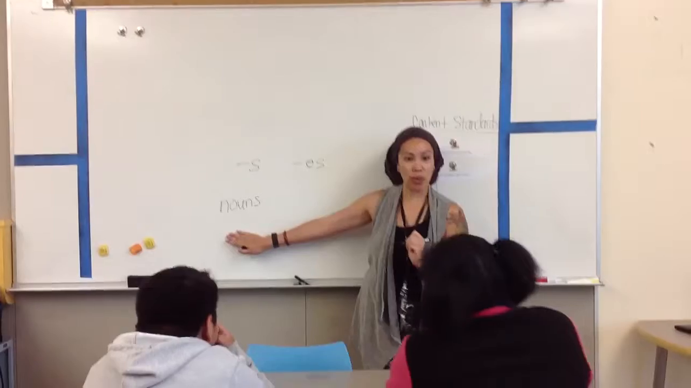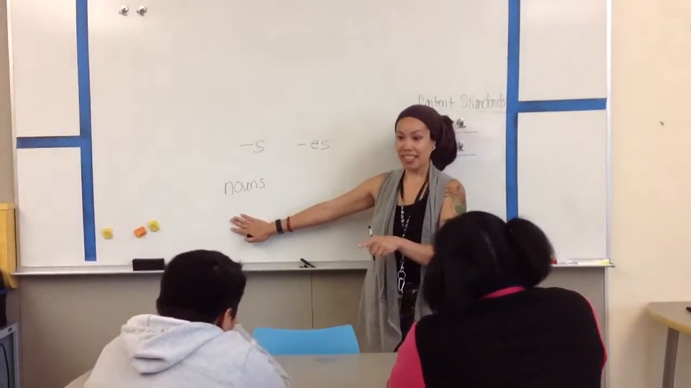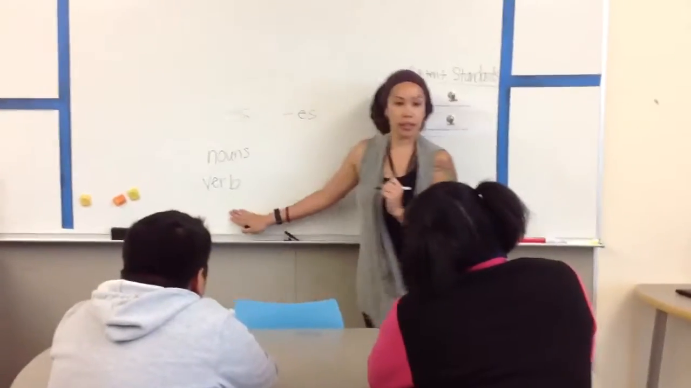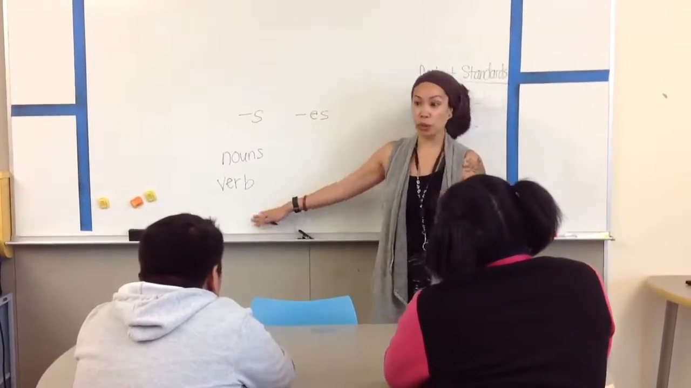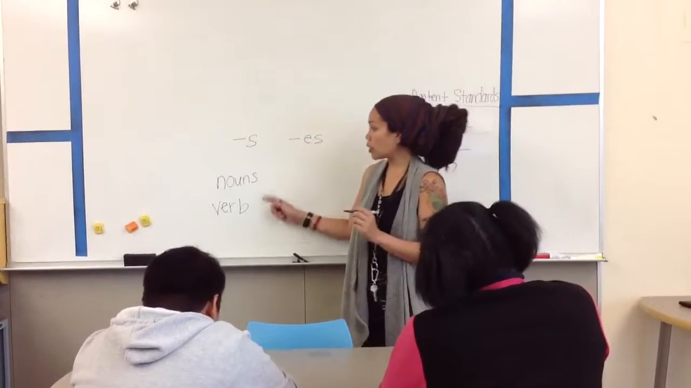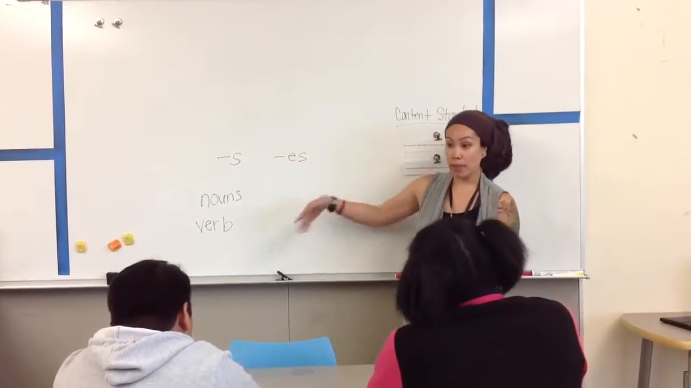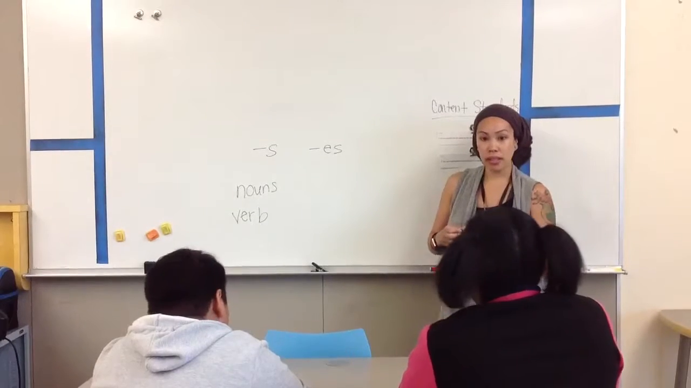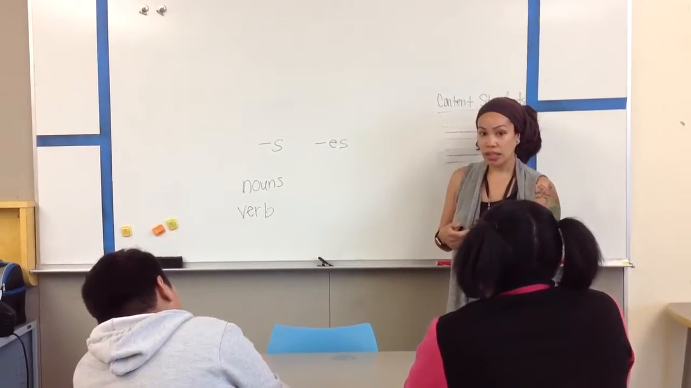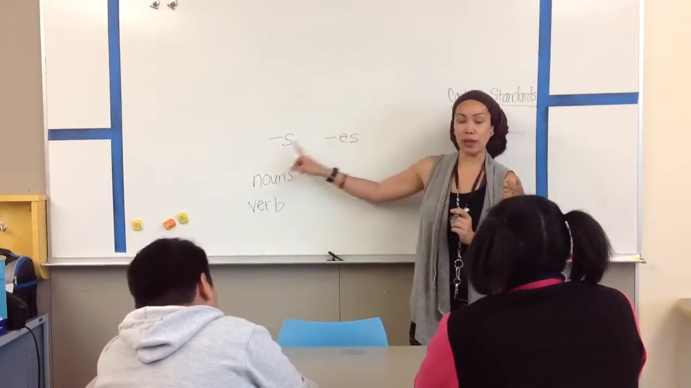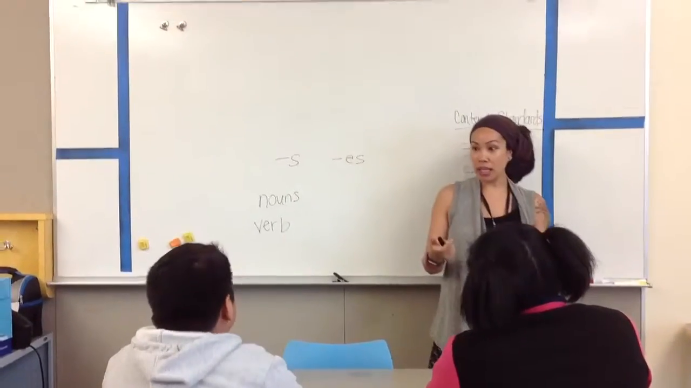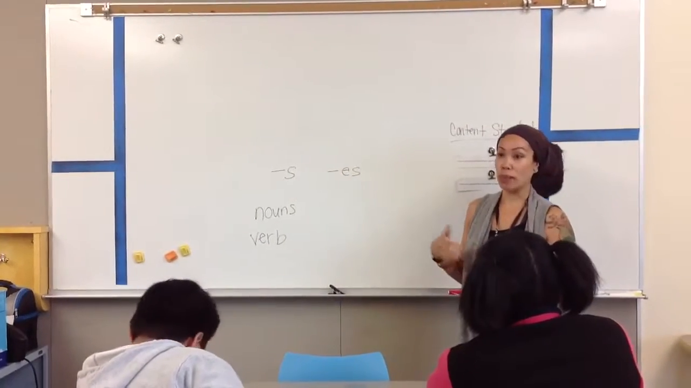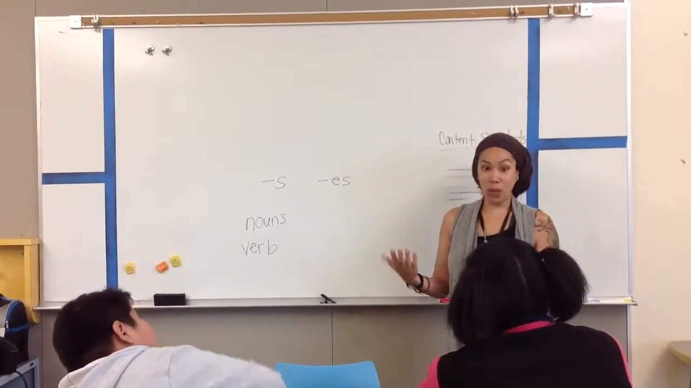You can tell me what a noun is. Excellent. And then a verb. An action word, a word that shows action. So these words may be used. Plural form means... We said it earlier when it would be used, plural form. We use S or ES, and it means that we are using more than one.